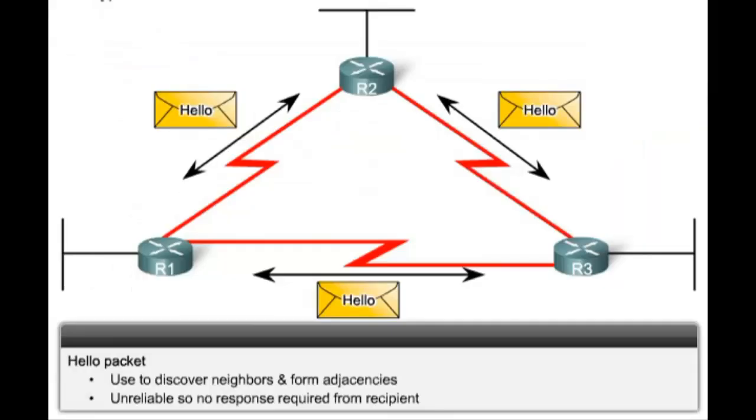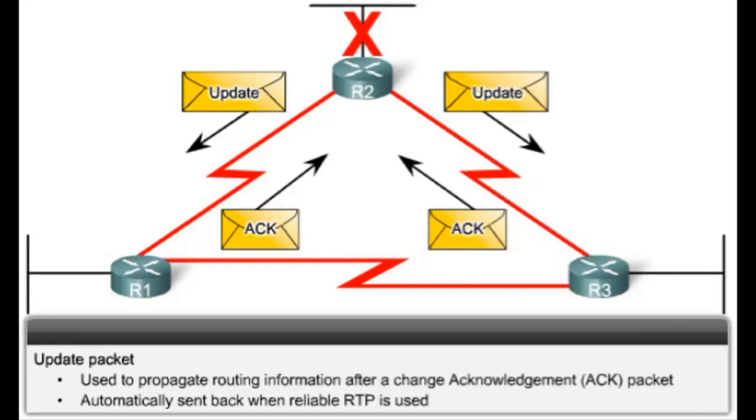Now I will show you the hello packet. It is used to discover neighbors and form adjacencies with those neighbors. Hello packets are multicast and do not use reliable delivery. Update packets are used to propagate routing information. We send them only when necessary.